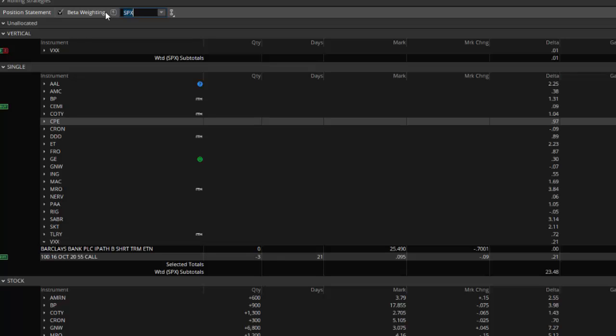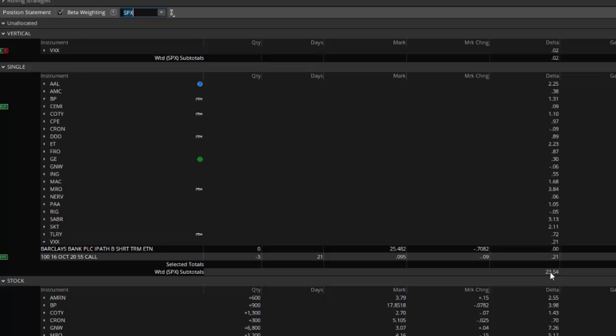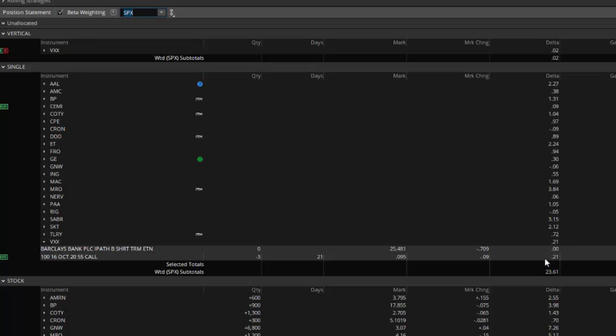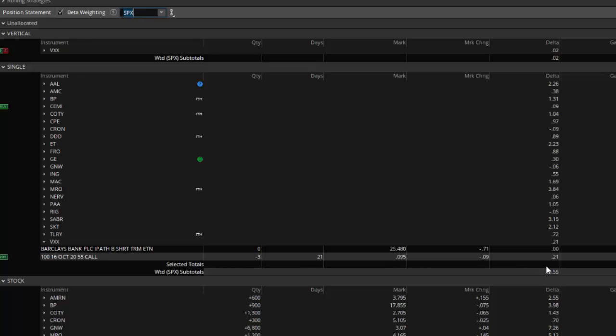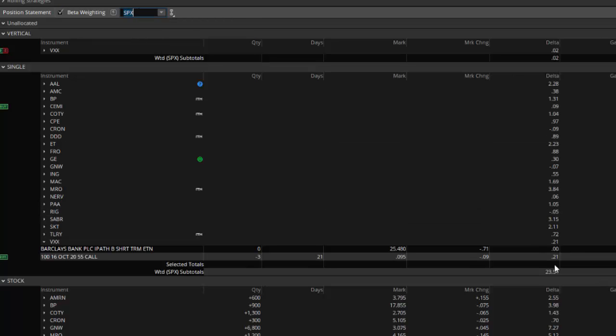So by using beta weighting, I can see, okay, my whole portfolio right now is about 23 delta, which means I'm going to profit when the market goes up. And to prevent a market drawdown, in case the market goes down, what I can do is set up some positions with negative delta when weighted against SPX, to bring this delta number down closer to zero.